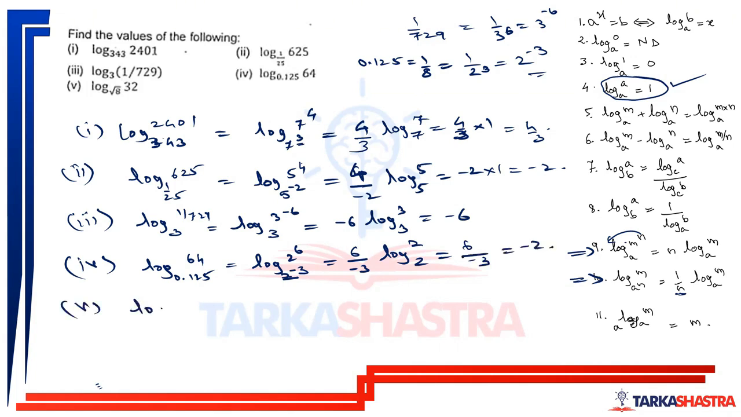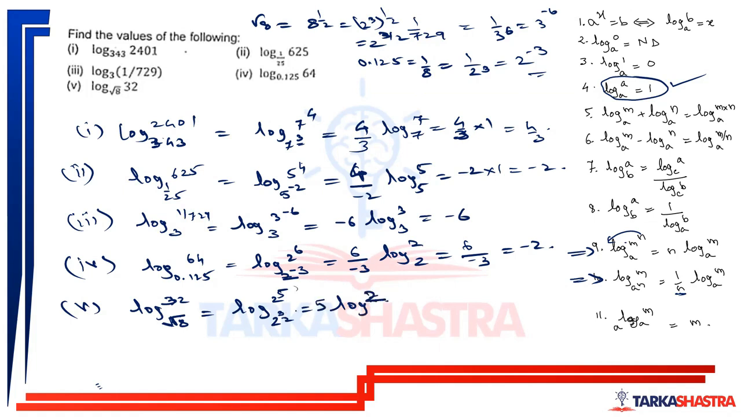And then the fifth one, log 32 to the base root 8. What is root 8 now? Root 8 is 8 to the power 1 by 2, which is 2 cube to the power 1 by 2, which is 2 to the power 3 by 2. So this is log 2 to the power 5 to the base 2 to the power 3 by 2. This 5 will come out and only 2 will remain, and this 3 by 2 will come out and only 2 will remain. So we have 5 upon 3 by 2 into log 2 to the base 2, which is 1. So that is 10 by 3.